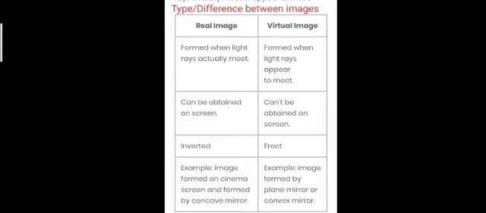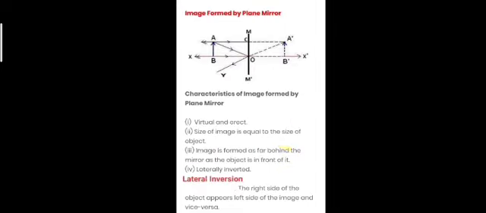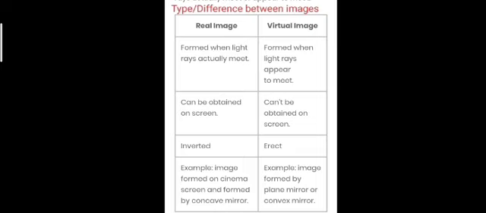The real images can be obtained on a screen. That means real images must be formed on the screen, but virtual images can't be obtained on a screen. Another point is that real images are always inverted, and virtual images are always erect. Clear? So examples of real images are the image formed on a cinema screen and the image formed by a concave mirror.